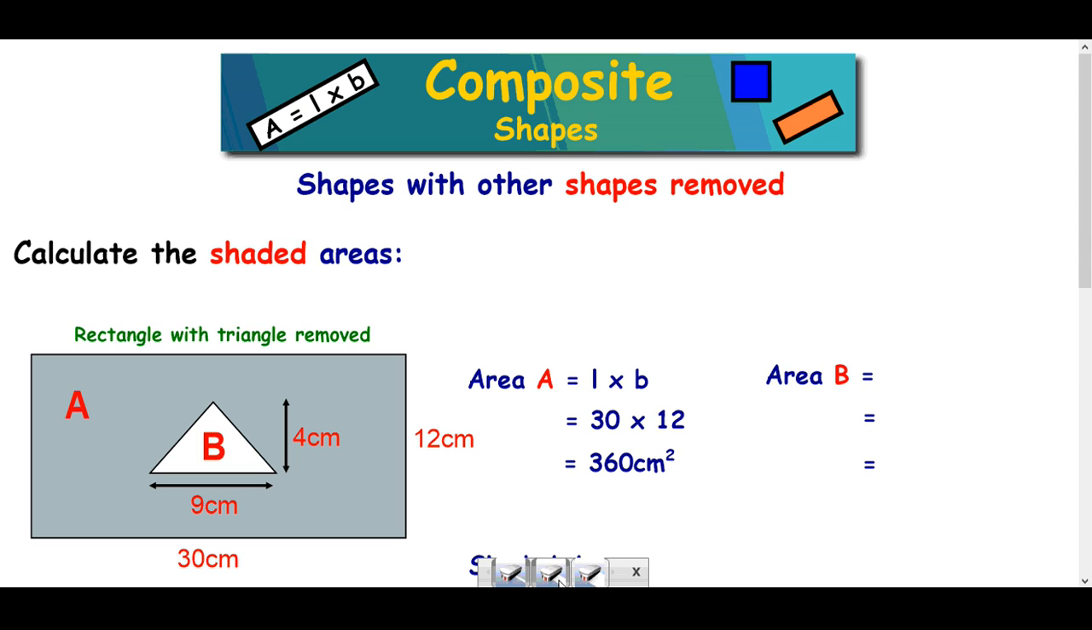Now if you're working out the area of the triangular part, again you need to know your formulas for this. It's a half base times height. So at half base times height, the base is 9 and the height is at right angles to that, which is fine, which is 4. So it's a half 9 times 4. You can do 4 times 9 and half it, or you can do 2 times 9. You'll get the same answer of 18 centimetres squared.